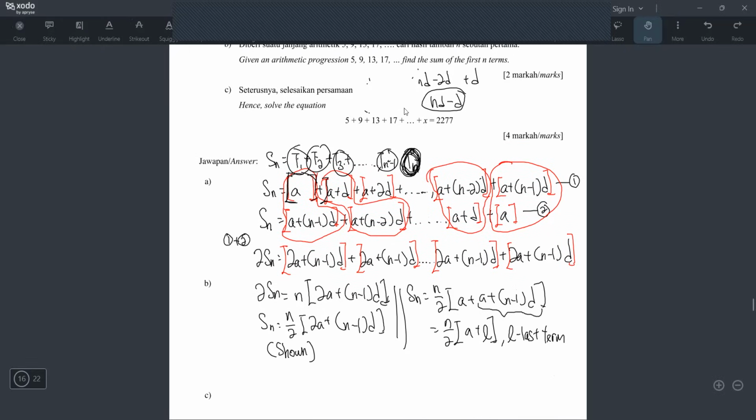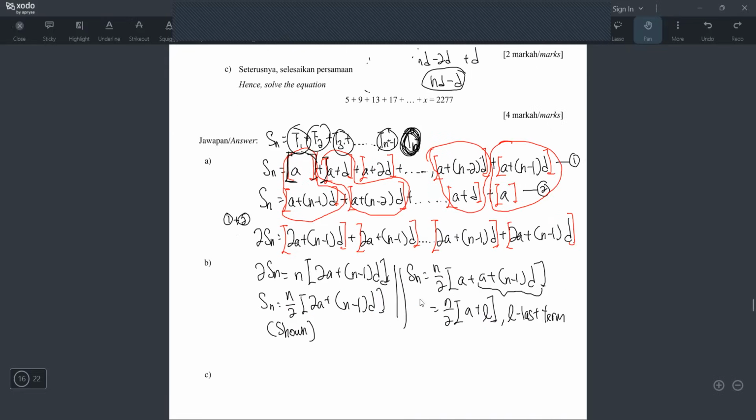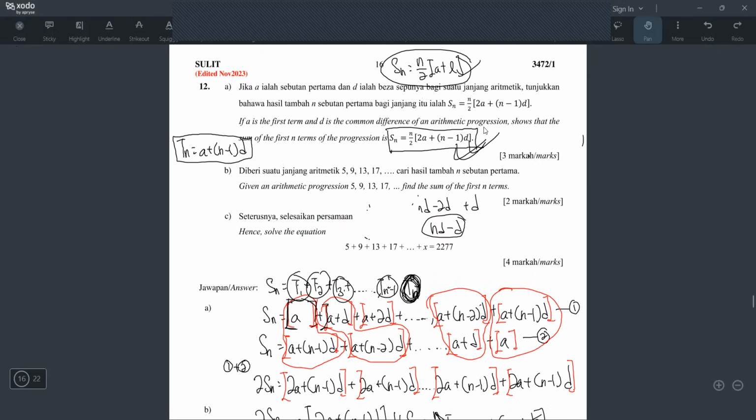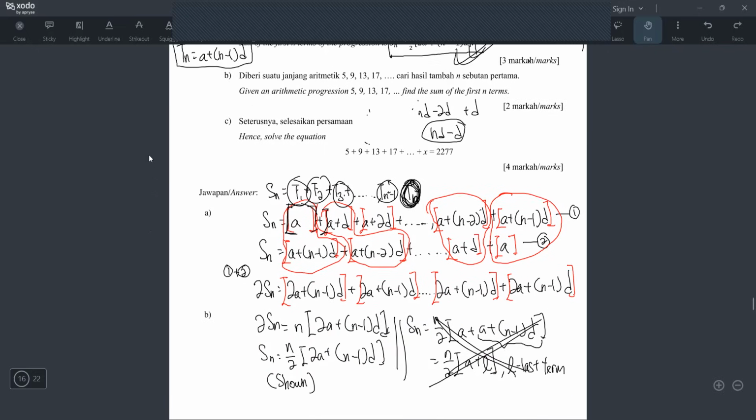But if they want you to prove this one, you will also do the same way, but you will add a little, right? You will add this one. But this one I will just cross it out, so it means this one no need. Because this question they only ask us to prove this. So this is how you do it. Okay, I think can already.